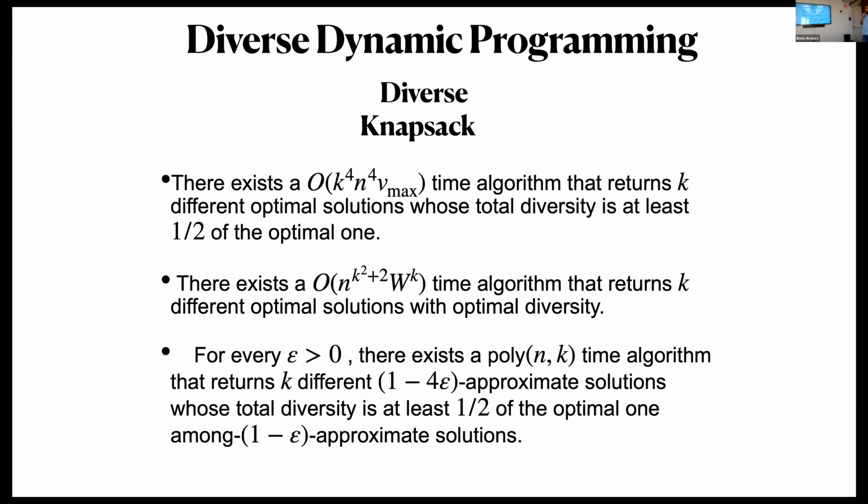We get three different types of algorithms. First, if you want all your solutions to be optimal, right? So I want all subsets returned by this diverse knapsack problem to be the best value subsets. Then I have an algorithm that runs in that time, and the total diversity is at least half of the optimal set of k solutions for knapsack.